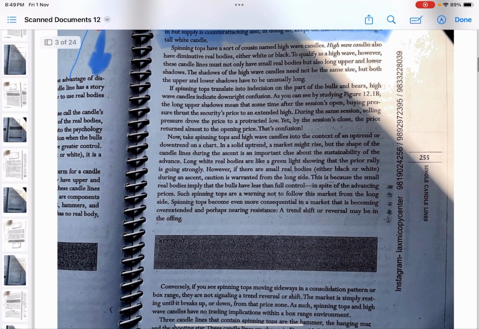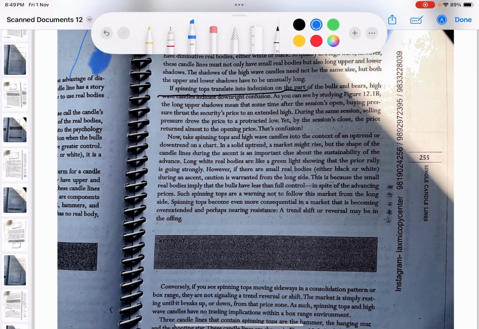Okay, so if spinning tops translate into indecision on the part of the bulls and bears, high wave candles indicate downright confusion. As you can see in the figure, long upper shadows mean that sometime after the session opens, buying pressure thrust the security's price to an extended high. But in the same session, we also saw that selling pressure happened.